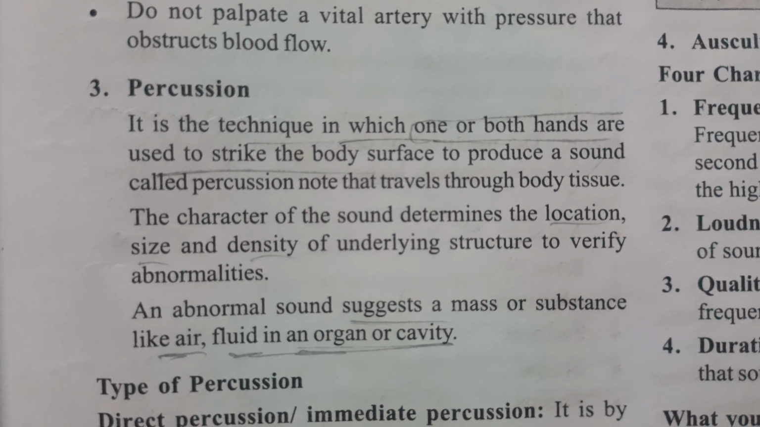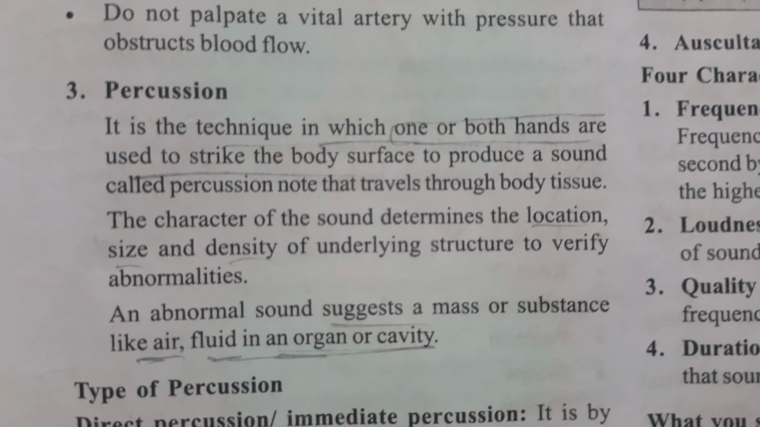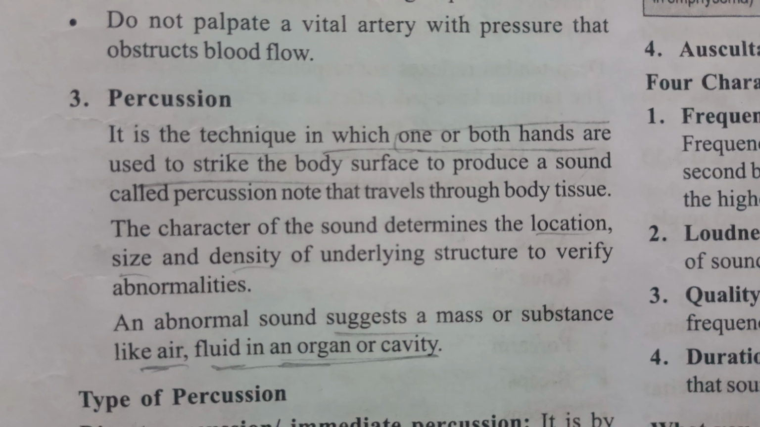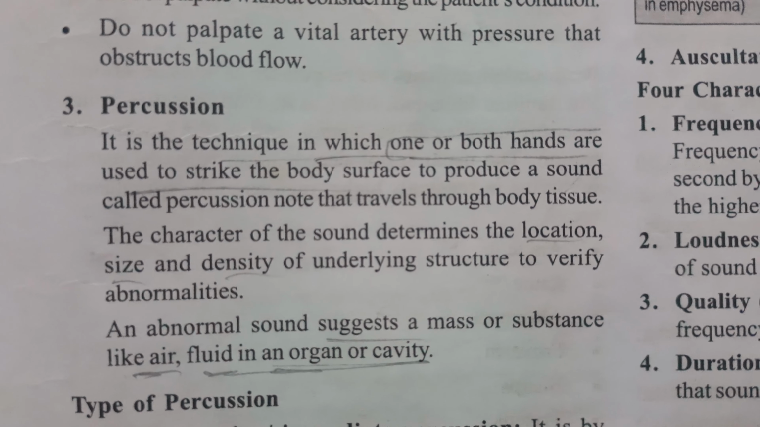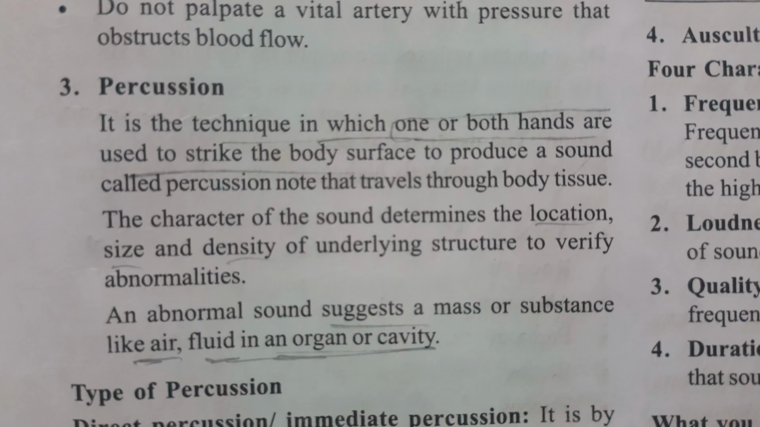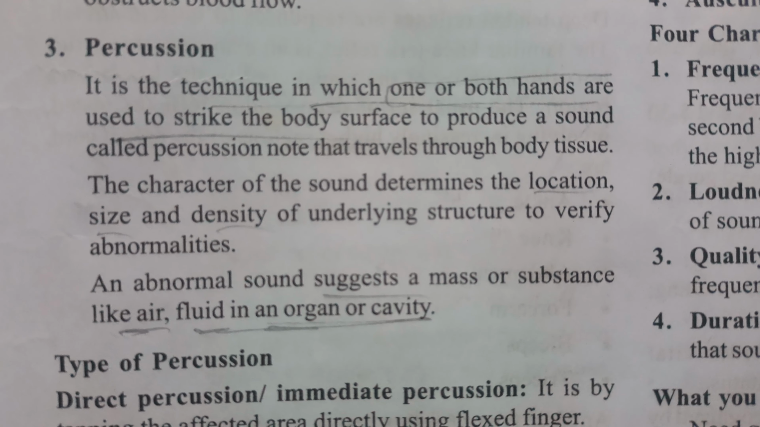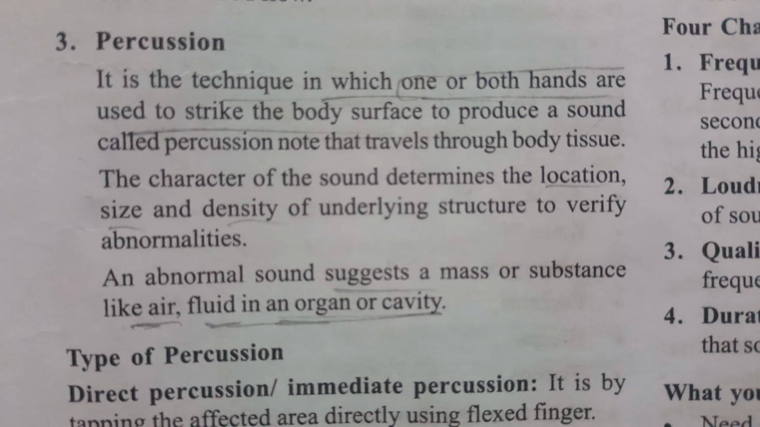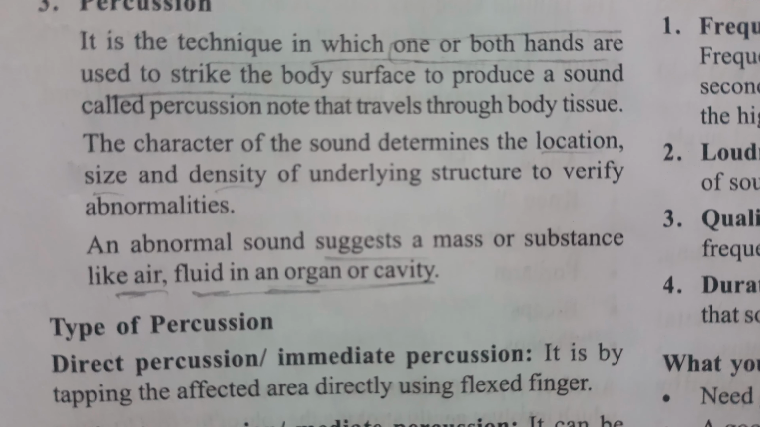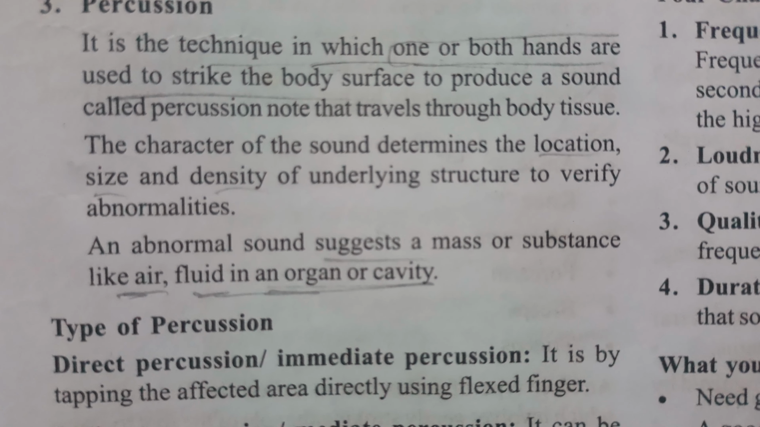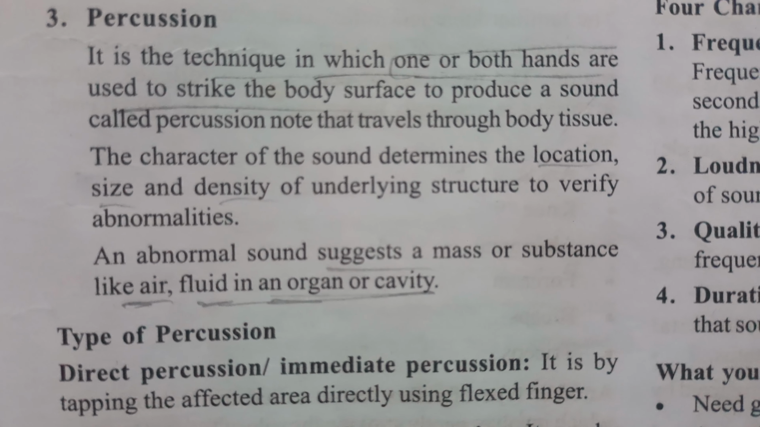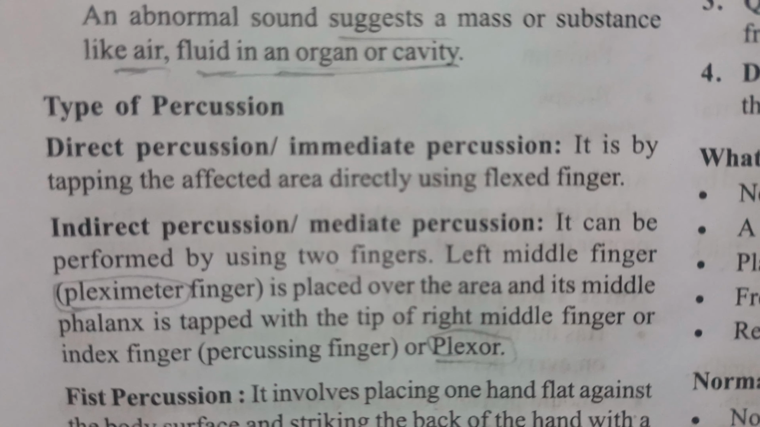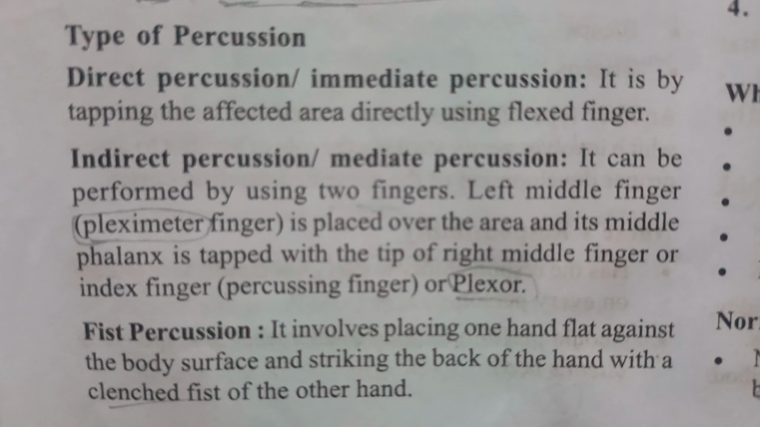Percussion: it is the technique in which one or both hands are used to strike the body surface to produce a sound, called percussion note, that travels through body tissue. The character of the sound determines the location, size, and density of underlying structures to verify abnormalities. An abnormal sound suggests a mass or substance like air or fluid in an organ or cavity. Types of percussion: direct percussion, indirect percussion, and fist percussion.